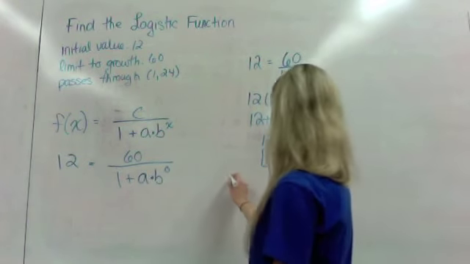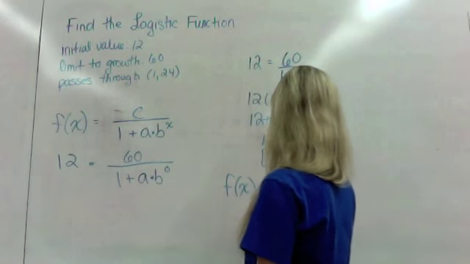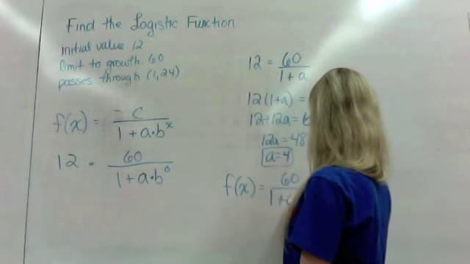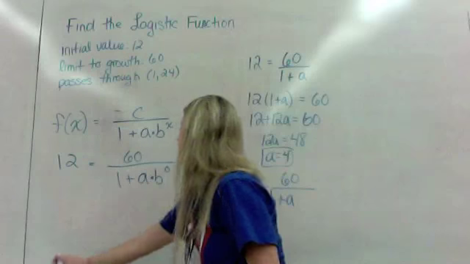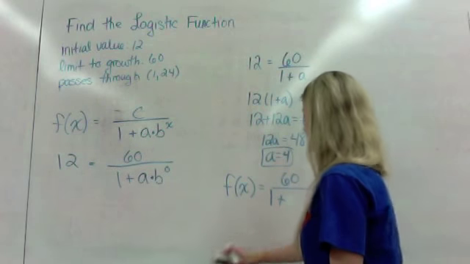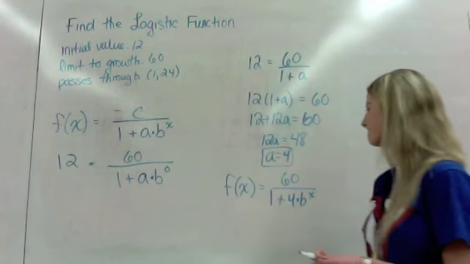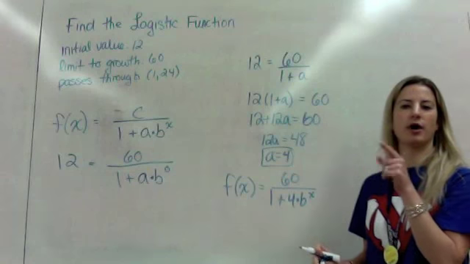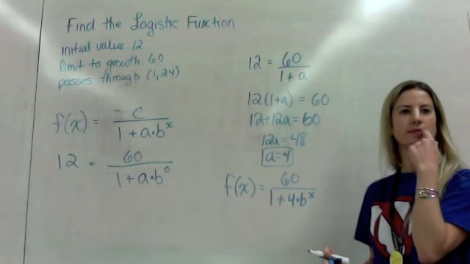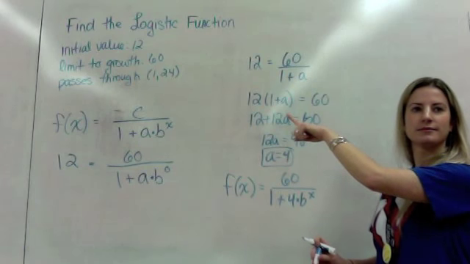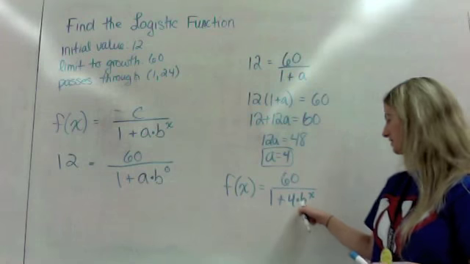So now we're looking at f of x equals 60 over 1 plus a, oops, actually we know what a is now, that was the whole point. 1 plus 4 times b to the x. So we're almost there, but we have one problem. What's our one problem? Can you plug in the point for x and y to find the b? Absolutely. Exactly. So we need to get b.